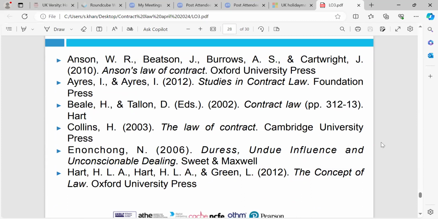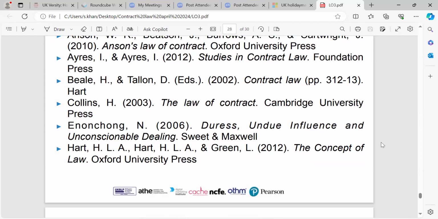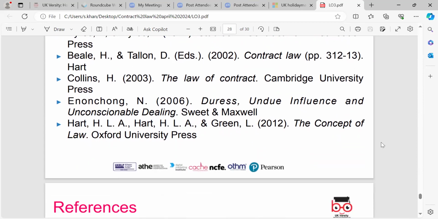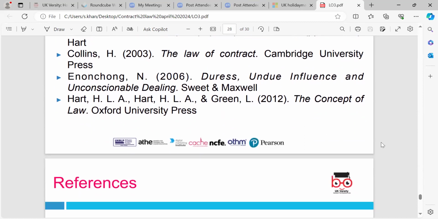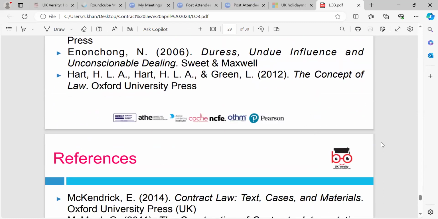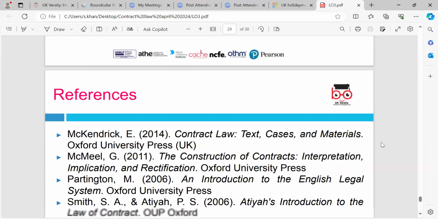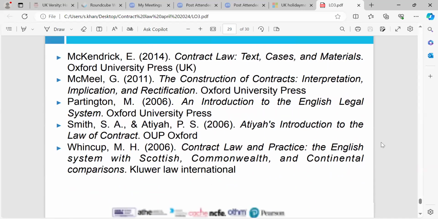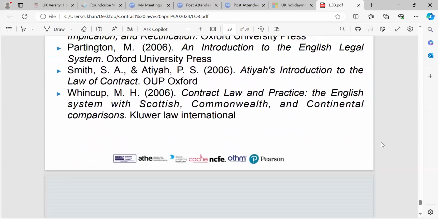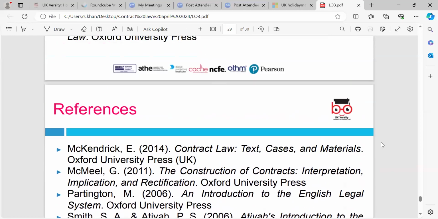These are Anson's Law of Contract, Studies in Contract Law by Ailes, Beale, Contract Law by Collins, The Law of Contract, Undue Influence by Hart, Concept of Law by Kendrick. So these are a list of all the resources we've used for Learning Outcome 3.